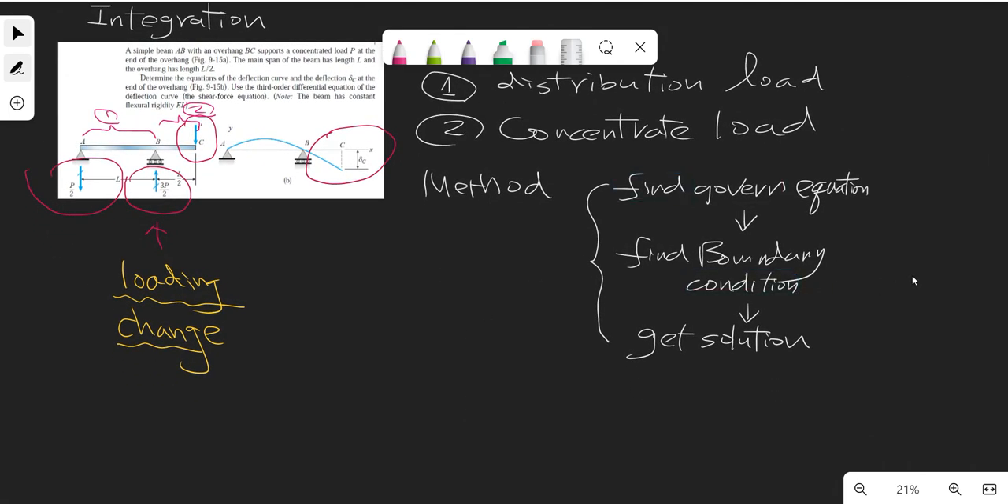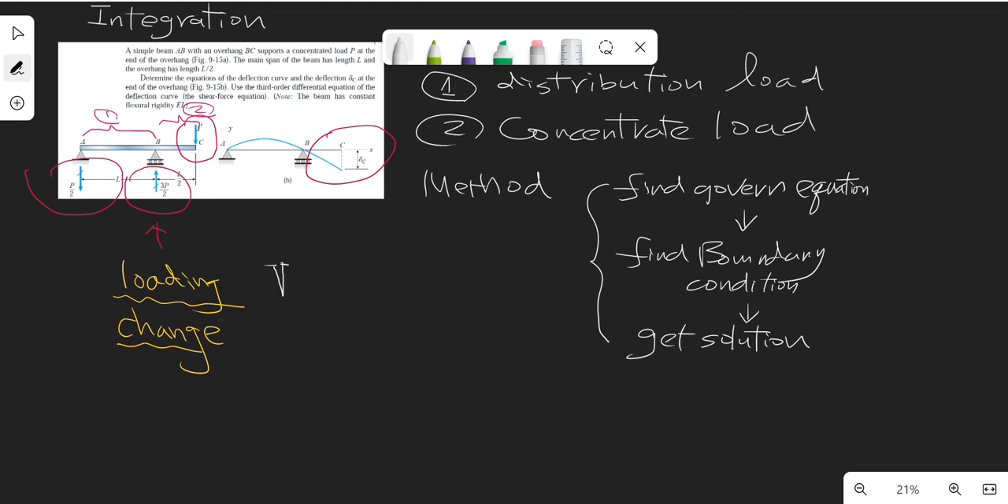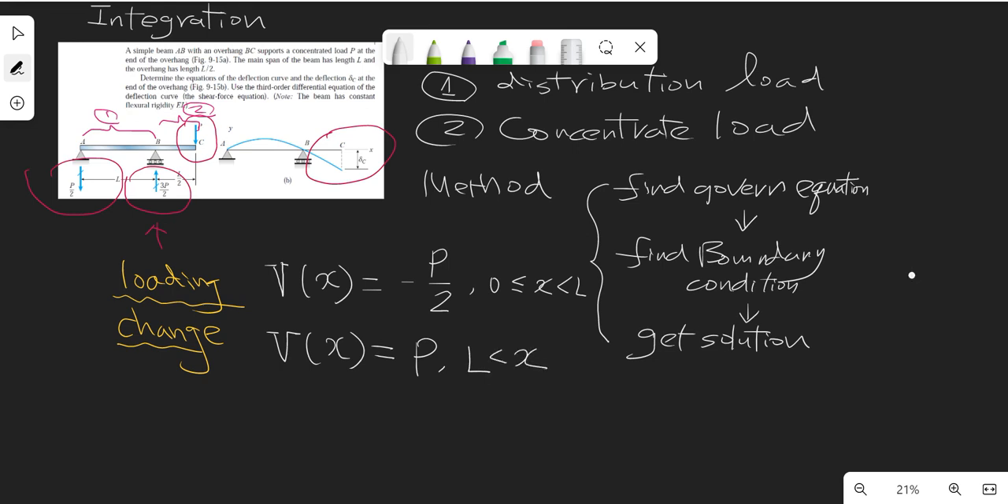For part 1, the capital V is the shear force, and the shear force is equal to minus P divided by 2 when X is between 0 and L. In the second partition, Vx is equal to P when X is between L and 2L.